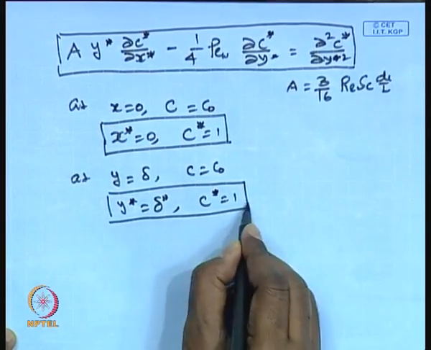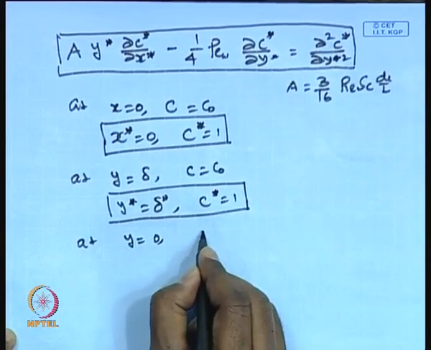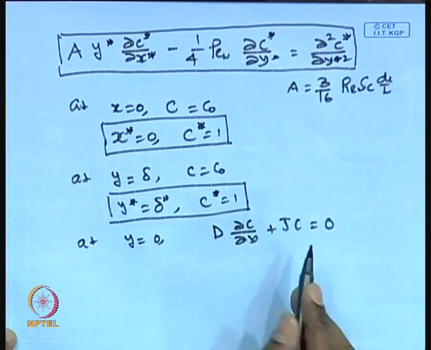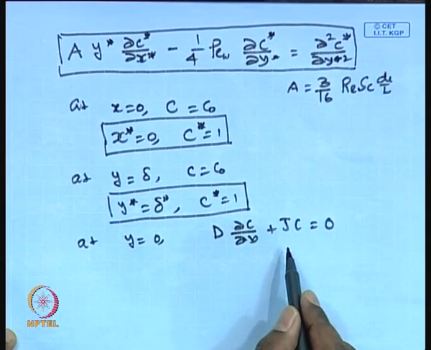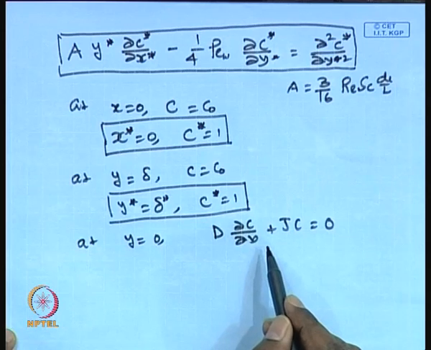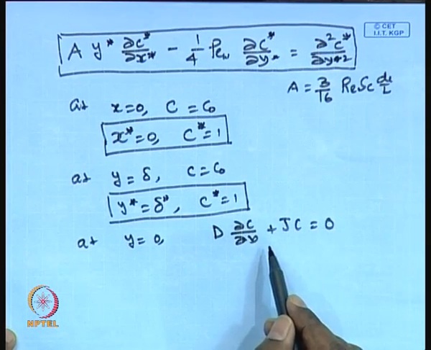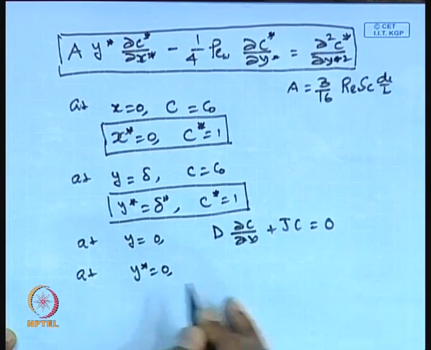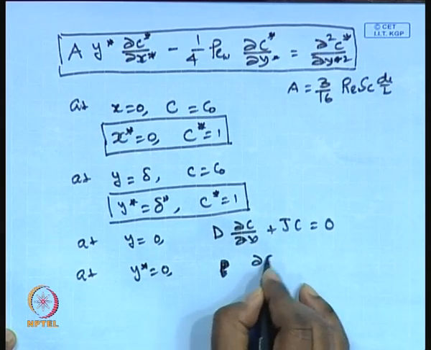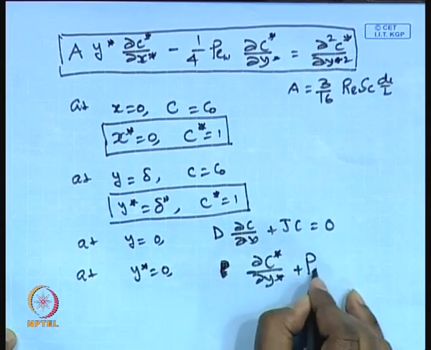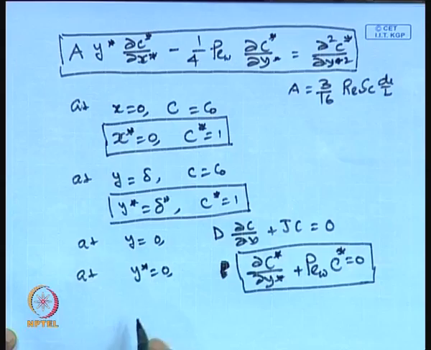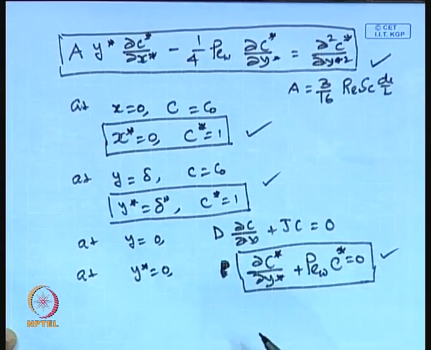This is the second boundary condition, and the third boundary condition will be at y equal to 0, where you have the mixed boundary condition D ∂c/∂y plus J c will be equal to 0. So the convective flux towards the membrane plus diffusive flux away from the membrane will be equal to 0 at the steady state. This was the governing equation of the one dimensional problem. You make it non-dimensional, at y* equal to 0, this becomes ∂c*/∂y* plus Pw c* equal to 0. So this is the governing equation, and these are the three boundary conditions, and this is a well defined problem that we can solve.